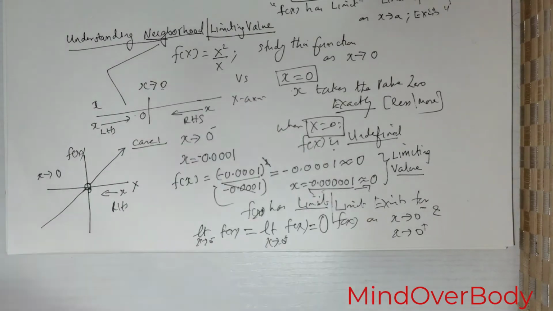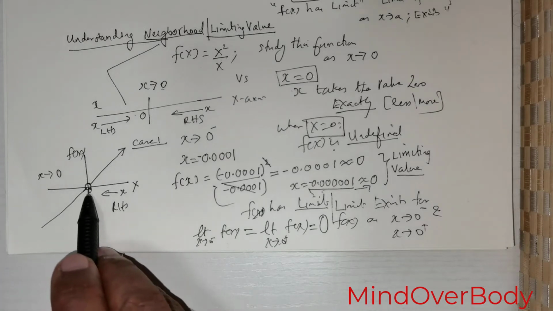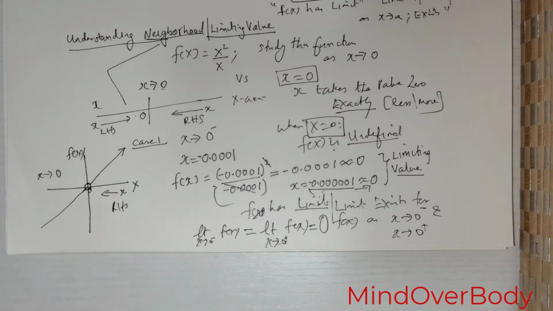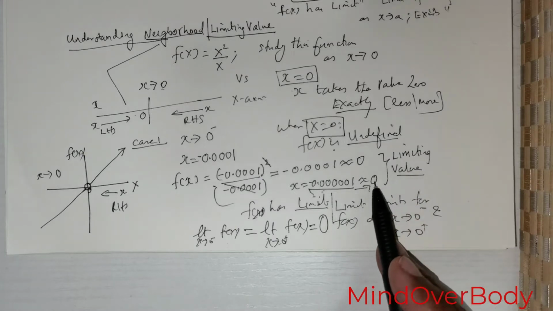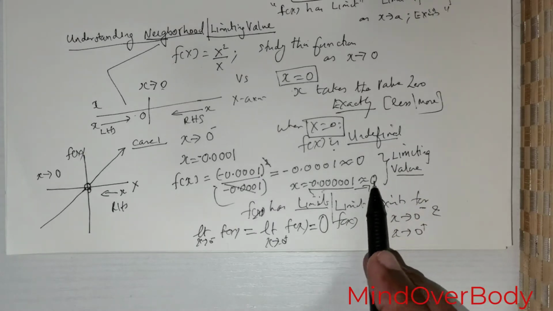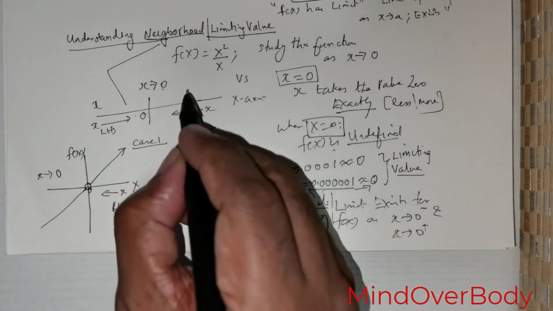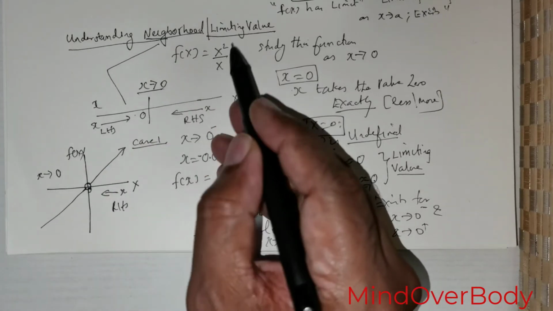So whenever we talk about neighborhood, we're talking about that value which is very close to the value under consideration. In this case it is going to be 0, on both sides, whether it be the left side or the right side. The roadblock or the limiting value that we are focusing on is going to be 0. Now since it is approaching 0, we are free to cancel this.